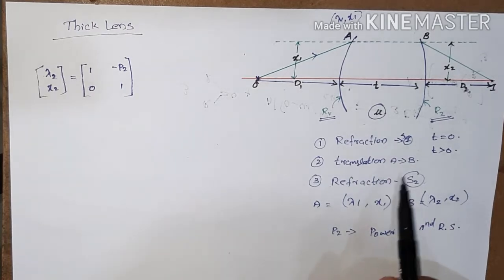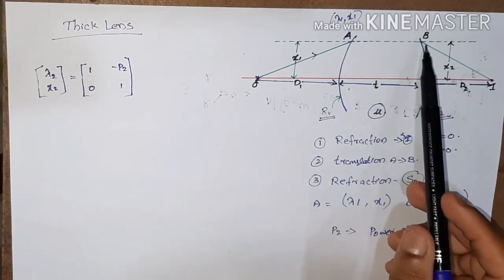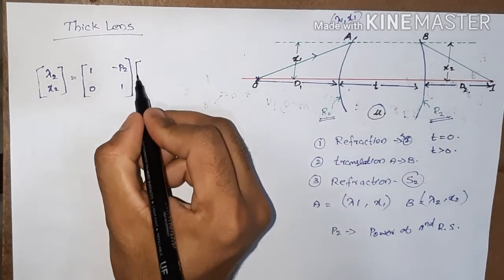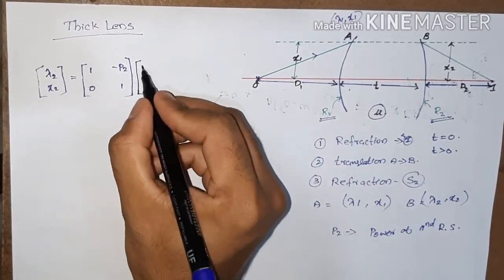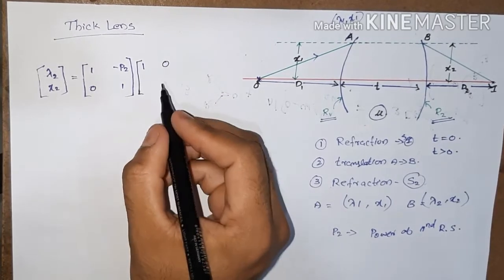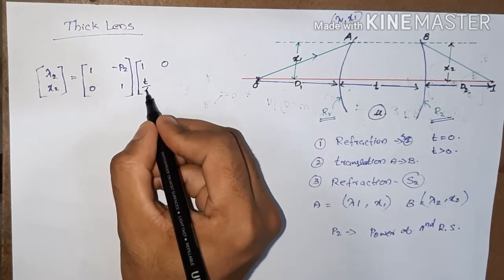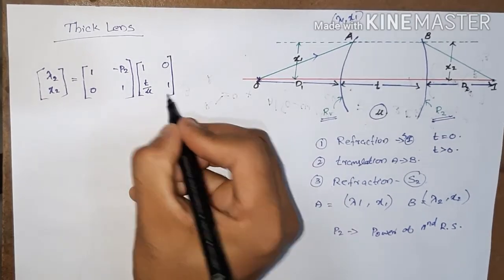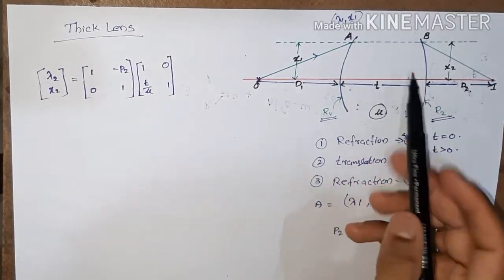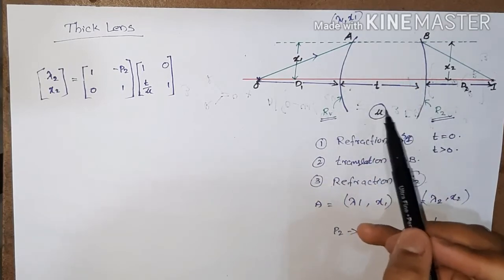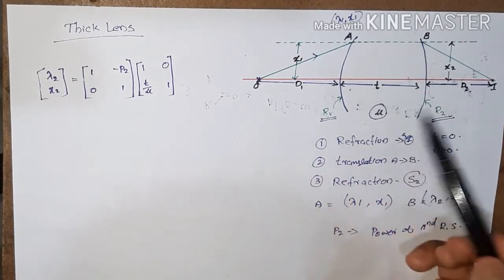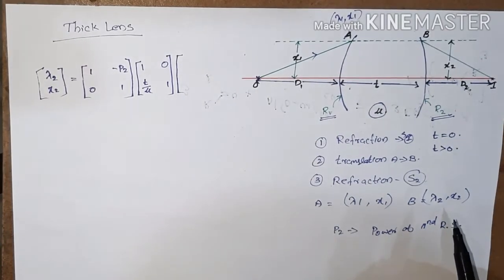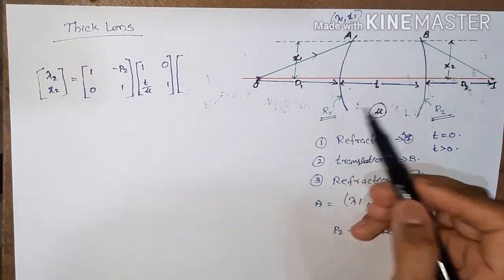And the second process, when we are looking in the backward direction, is the translation from B to A. So the matrix corresponding to the translation will be [1, 0; T/mu, 1], where T is the translational distance between B and A, and mu is the refractive index of this lens medium. And the final process is the refraction at the first refracting surface.